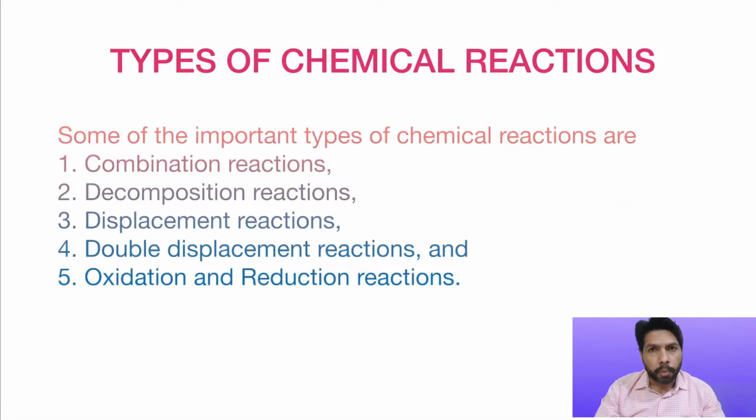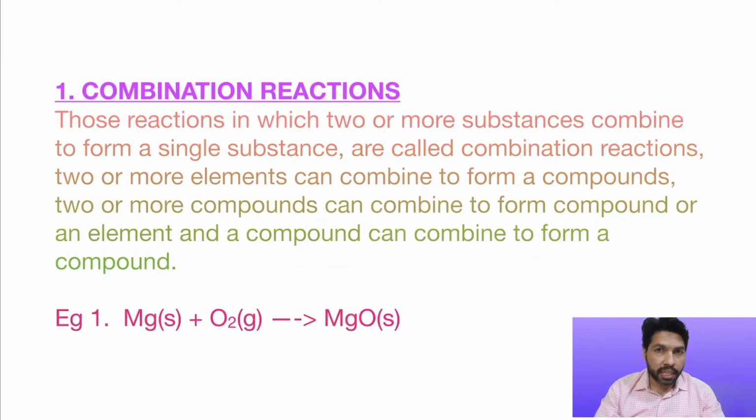So what are combination reactions? As the name suggests, when two or more elements or two or more compounds or two or more substances combine to produce a single substance, then those particular reactions are called combination reactions. So you can see in the first example that magnesium and oxygen combine to form magnesium oxide. So it is an example of a combination reaction.